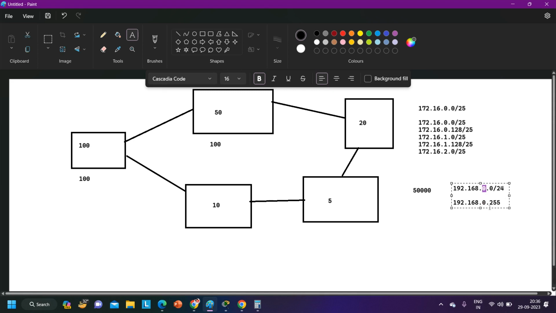Right, here we cannot touch this value. What will be the next range? It will be 192.168.1.0, right? No, we don't have space here, because this is class C.